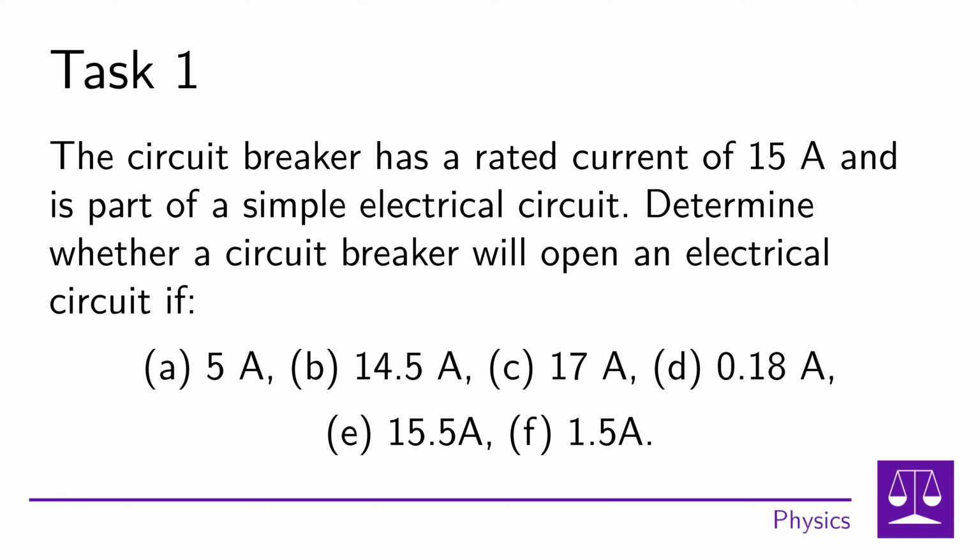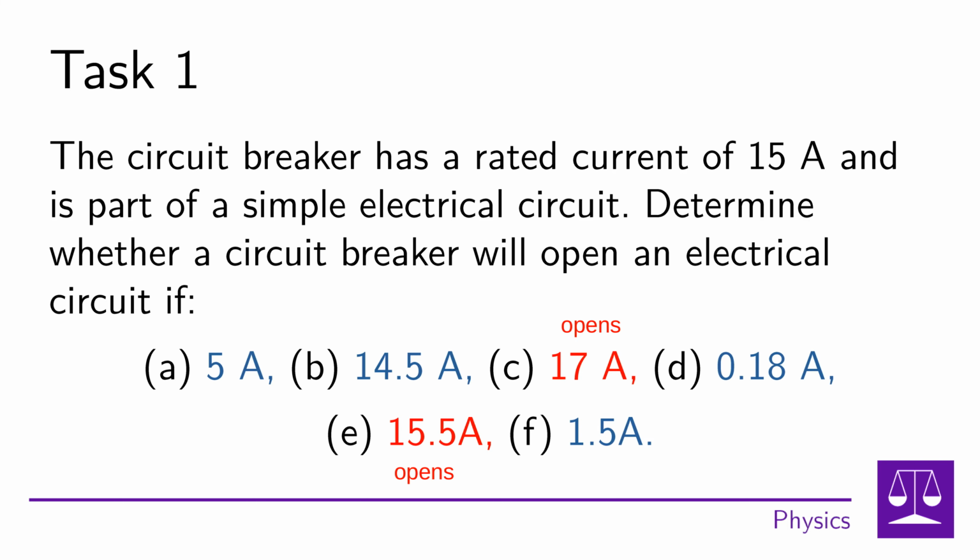We will now move on to the individual tasks. In the first problem, we have to decide whether a circuit breaker with a rated current of 15 amperes will open an electrical circuit if the following currents flow through the circuit. So we have to decide here, is the value of the current passing through the circuit greater or less than the rated current. If the value of current is less, the circuit will not open. If the value of current is higher, the circuit will open and the current will stop flowing.